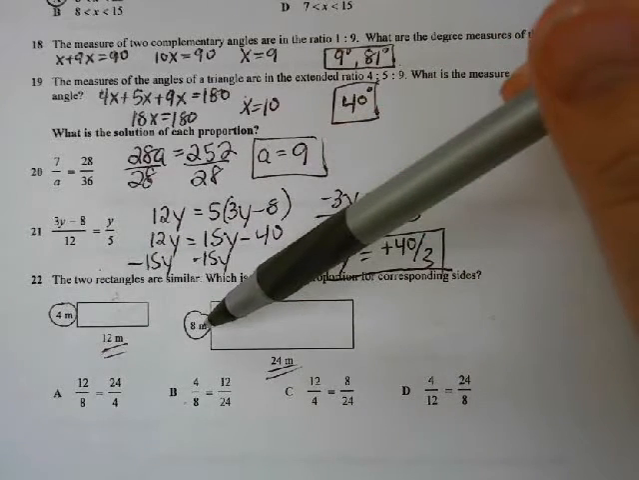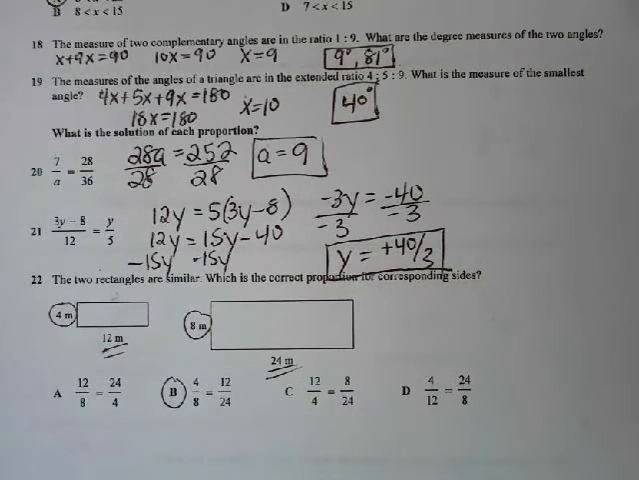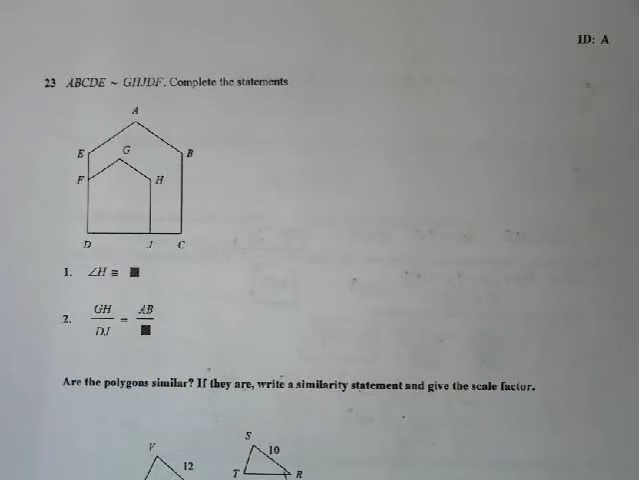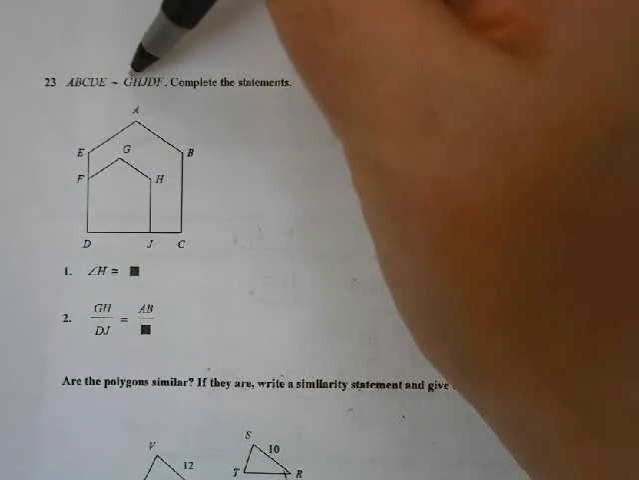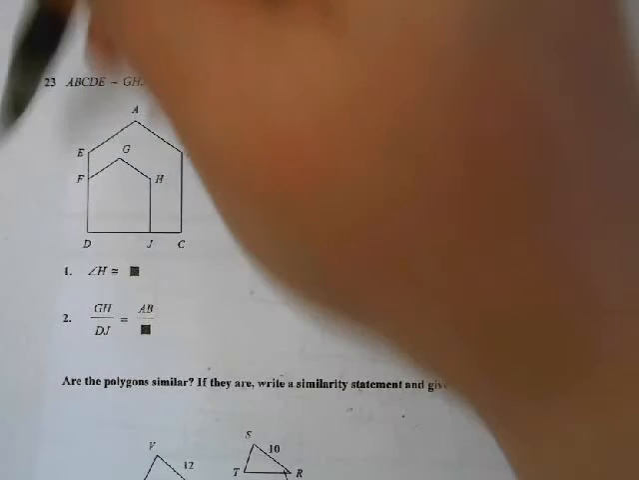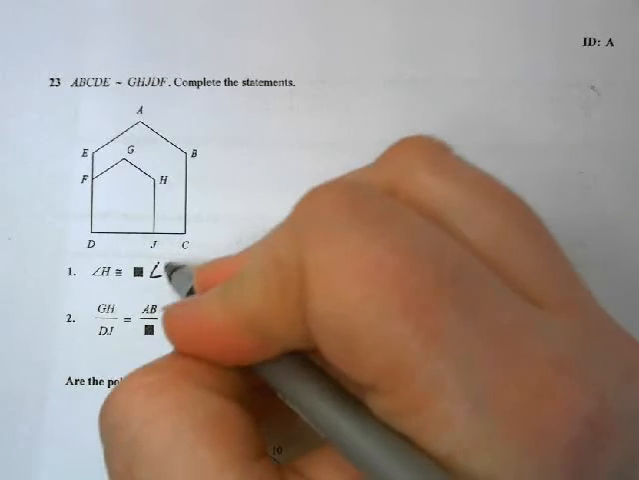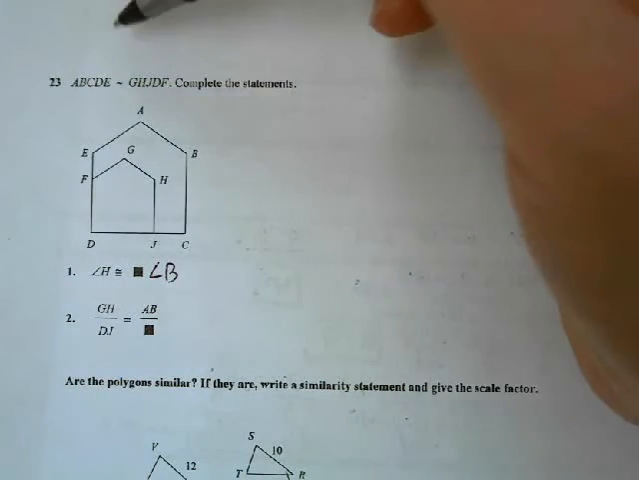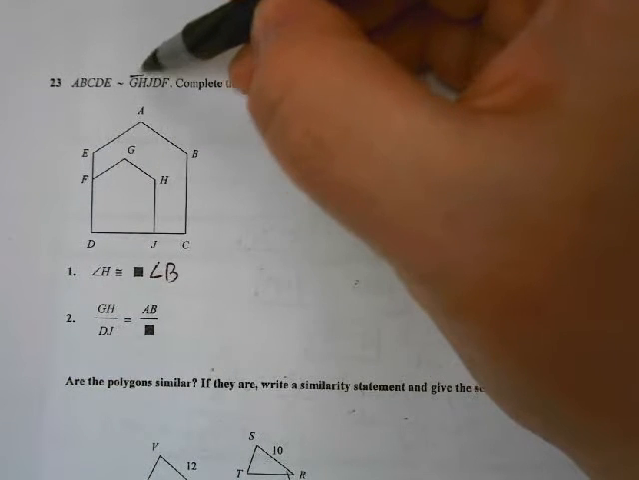Alrighty, number 23. So we have the similarity statement up top, and we'll let that do the work for us. So angle H is in the same position as angle B. So they are congruent. Then we're comparing GH to DJ. So GH is in the same position as AB, and JD is in the same position as CD, or DC.